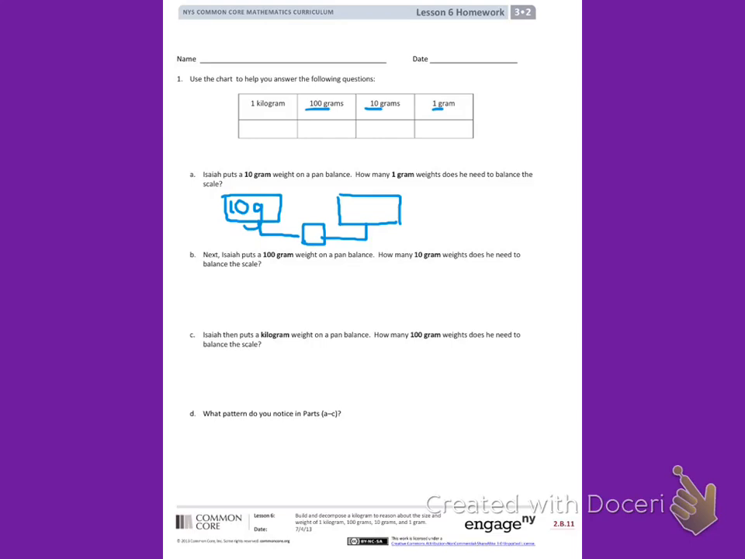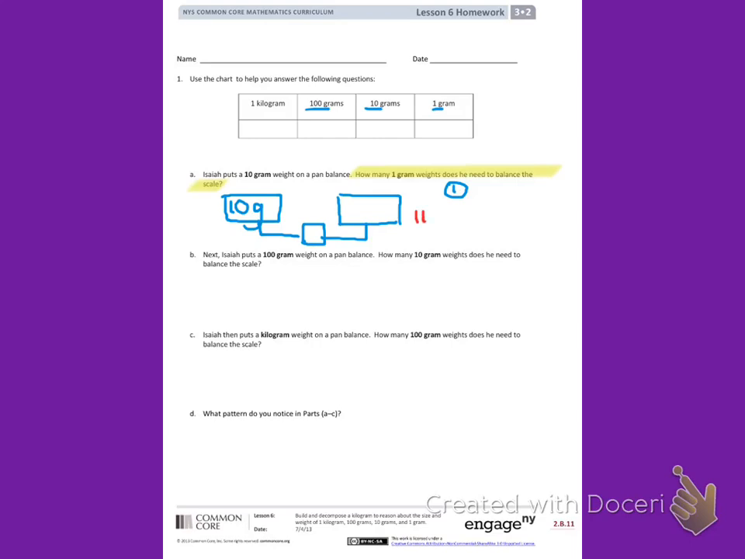If I go ahead and count by ones, how many ones make 10? And you could even draw them inside of the pan balance like this and put a 1 inside of them. Okay, you figured out item A yourself. And don't forget to answer the question in words. Here's the question. How many 1-gram weights does he need to balance the scale? So once you have figured out how many 1-gram weights it takes, you need to write it in an answer.